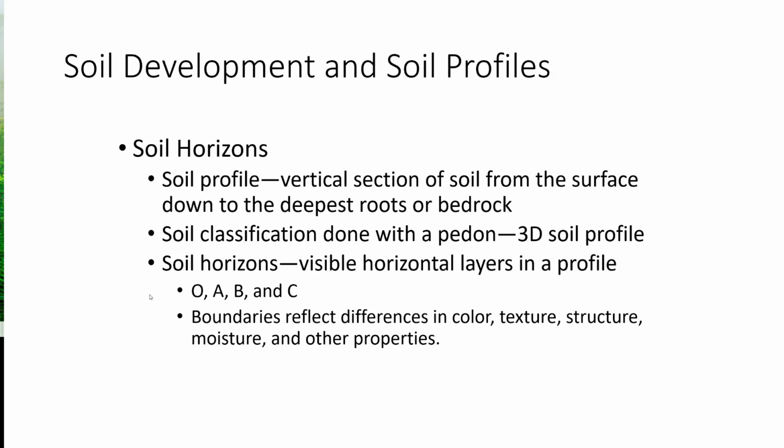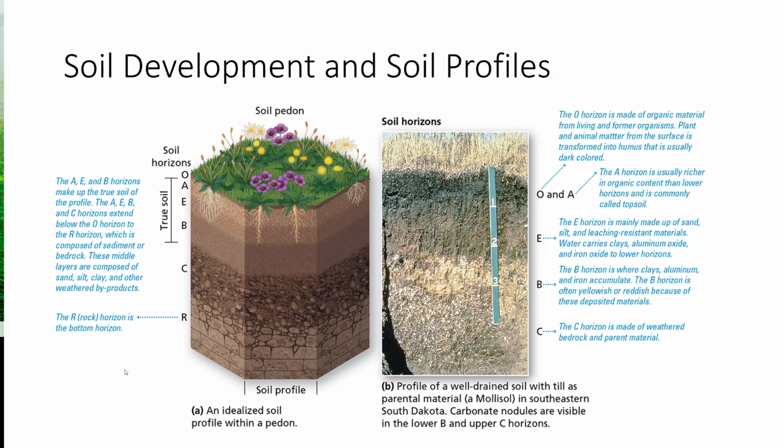And we can see that we have our topsoil represented by O and A. And then we have the E horizon, which is sand, silt, and leaching materials. In the B horizon, we are now seeing clays, aluminum, and iron accumulate. It's often yellow or reddish because of these clays, aluminum, and iron deposits. And then the C horizon is the weathered bedrock.